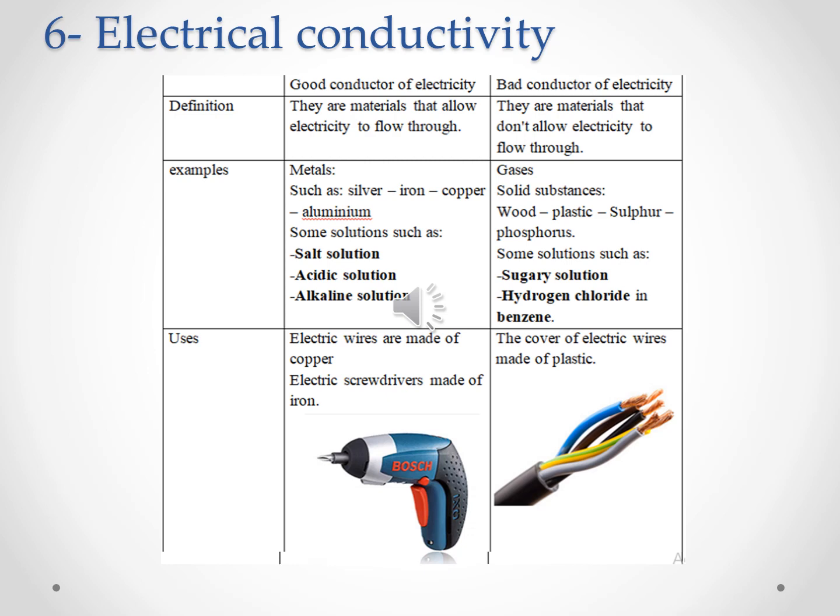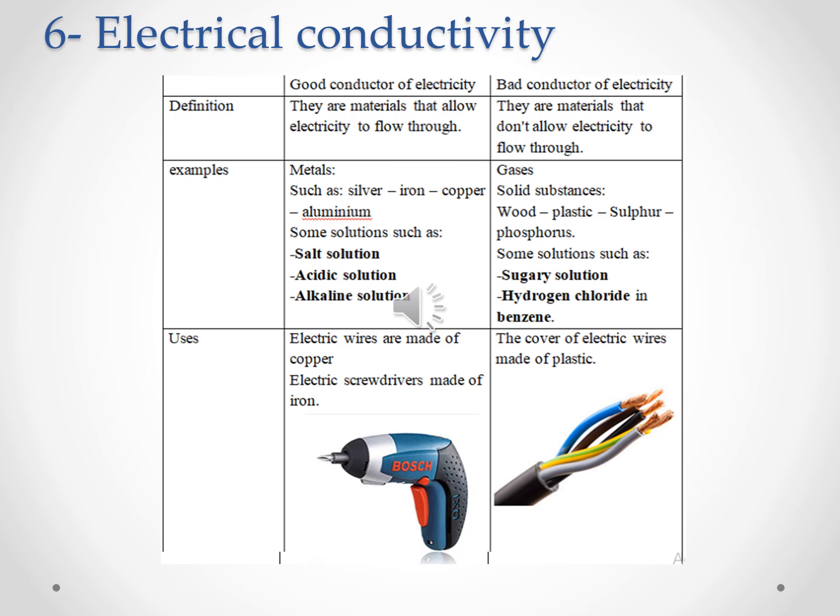So I may ask you a question in the exam: dots solution and dots solution are good conductors of electricity. So you will answer acidic solution and alkaline solution. Okay, the examples of bad conductors of electricity. All gases are bad conductors of electricity. And some solid substances are bad. Not all solids are bad.